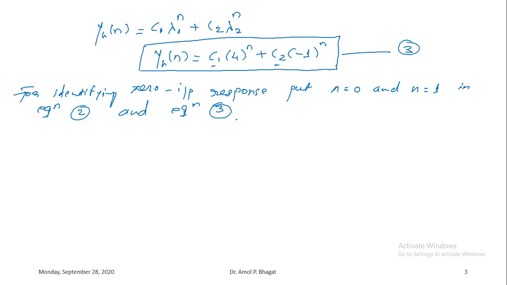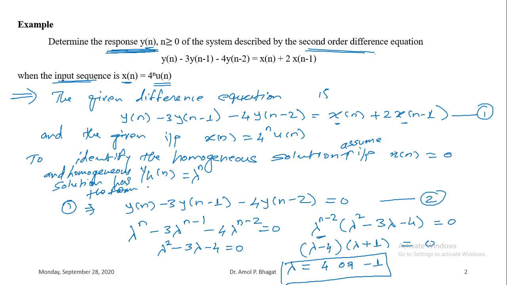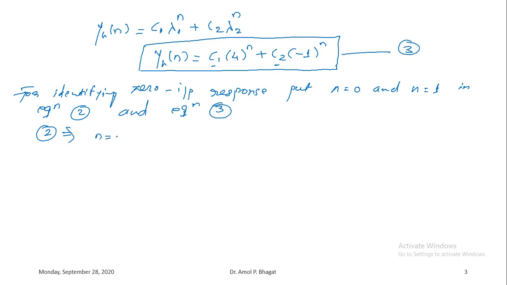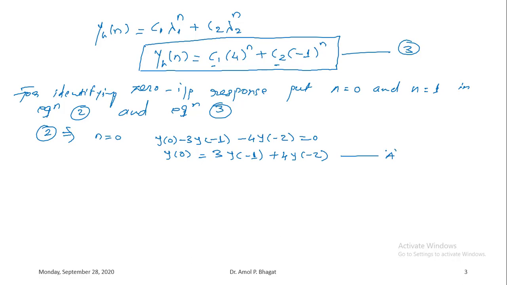So for identifying the zero input response, we are substituting n = 0 and n = 1 in the second and third equation, right? Your second equation is the given equation: y of n minus 3 y of n minus 1 minus 4 y of n minus 2. If I substitute n = 0, I will get y of 0 minus 3 y of minus 1 minus 4 y of minus 2 equals 0, right? So the value of y of 0 will be 3 y of minus 1 plus 4 y of minus 2. I'll call this equation A.